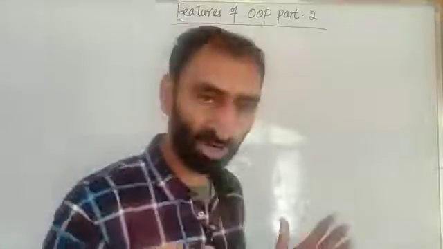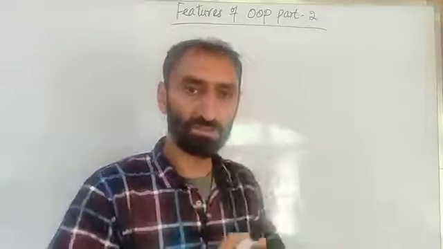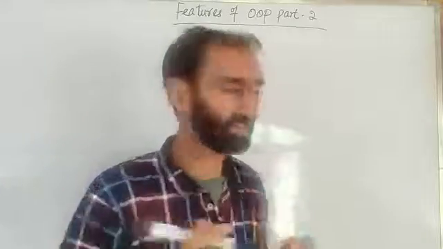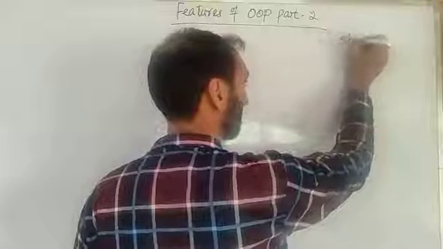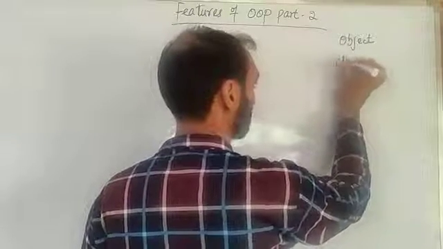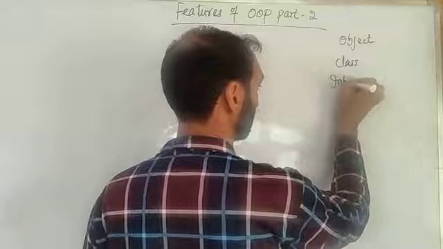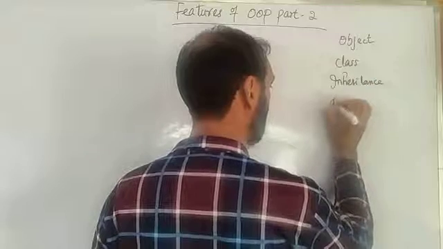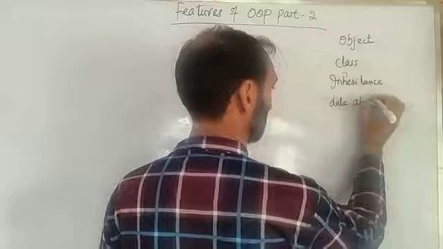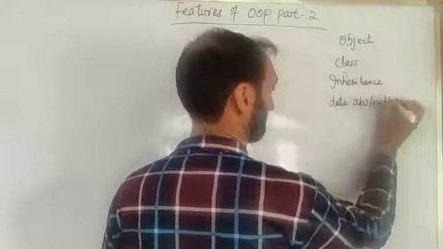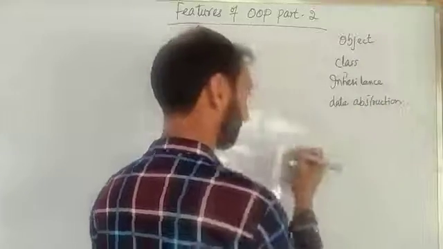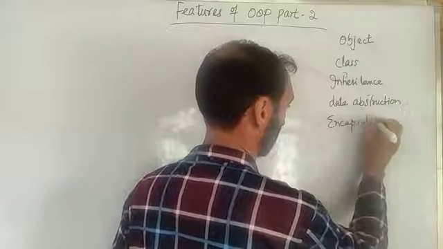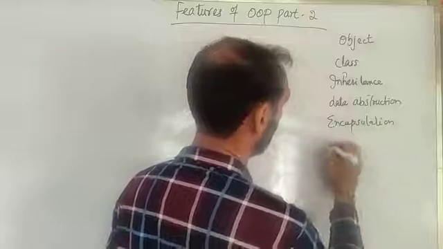features. As I have already told you, there are mainly six characteristics of object-oriented programming languages. They are the object, class, inheritance, data abstraction, encapsulation, and polymorphism.